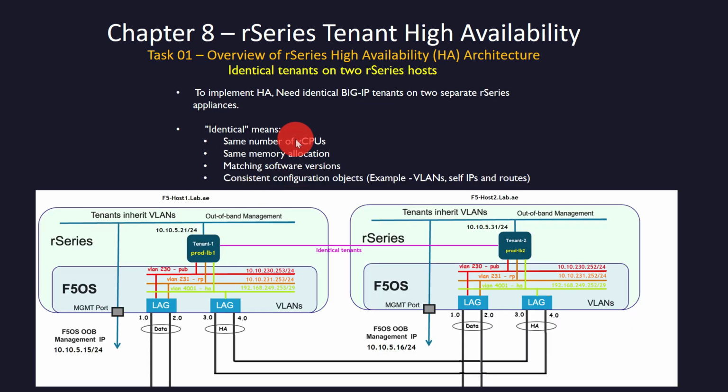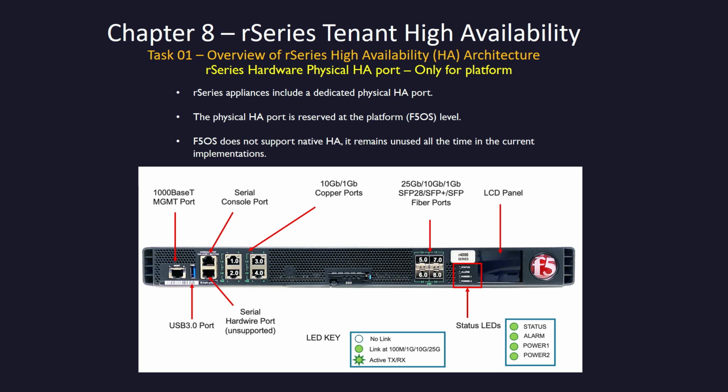Great. How do I configure HA then? To implement HA, you need to deploy identical BIG-IP tenants on 2 separate rSeries appliances. Identical means same number of vCPUs, same memory allocation, matching software versions, consistent configuration objects. Examples: VLANs, self-IPs and routes. So far, so good. Let us discuss the HA physical port for HA communication.